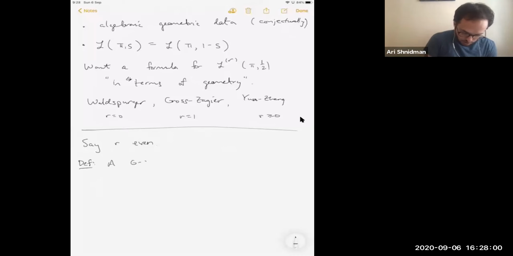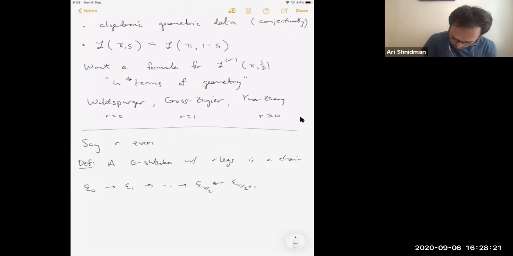So a G shtuka with R legs is a chain of vector bundles, basically, of 2R vector bundles, oh, sorry, I'll go to R over 2. So I have R vector bundles, and there's some maps between them. Oops. In the middle of this chain, the maps start going in the other direction. So the central guy has maps coming into it in both directions. So the direction changes in the middle. And so you need a chain of vector bundles with these maps between them.